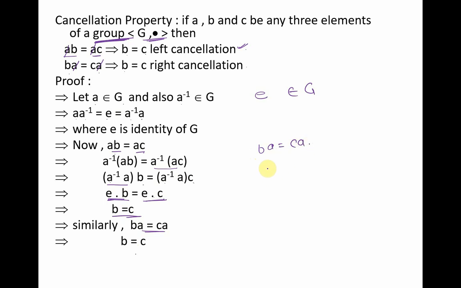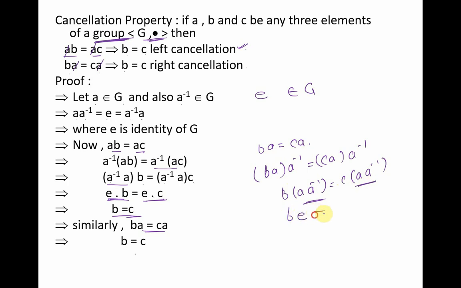You can operate upon by A inverse on the right hand side. Now BA A inverse is equal to CA A inverse. As this is associative, it will be B A inverse is equal to C A inverse. By definition of inverse, this will be equal to E, so it will be BE is equal to CE. By definition of identity, this will become B is equal to C. So in case of a group, both left and right cancellation properties hold.